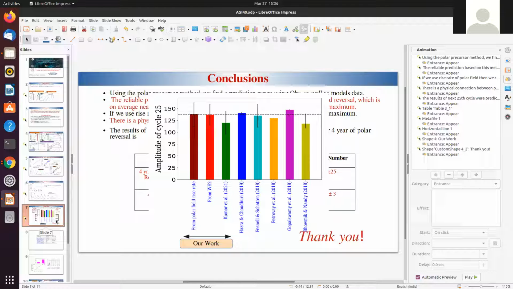Actually, we predicted the cycle amplitude near about the polar field peak, when the polar field will be at its peak. So in some time range, the polar field is saturated. So for this reason, we get earlier. We can predict earlier using the polar field. Okay, I'll discuss with you later.